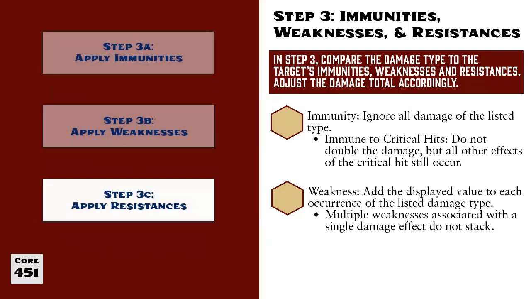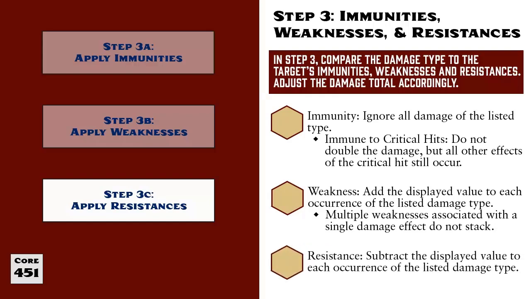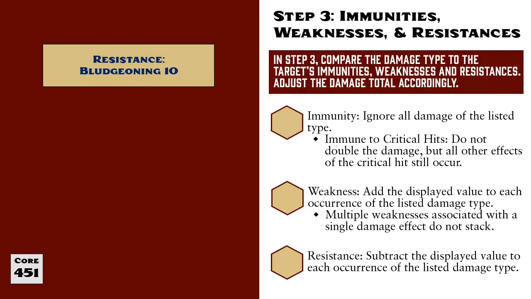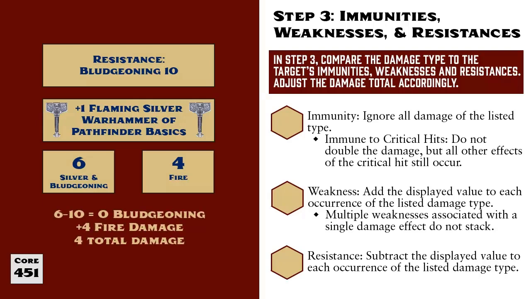And last, after applying immunities and weaknesses, you then apply resistances. This works much the same way as weaknesses, except you subtract the value listed from the damage instead of adding it. So if you attack a creature that has resistance to bludgeoning 10 and deal 6 points of bludgeoning and 4 points of fire damage with your trusty flaming warhammer, they will suffer 0 bludgeoning damage, but would still take the 4 points of fire damage. This is why we keep those damage pools separate and not add them together until step 4.